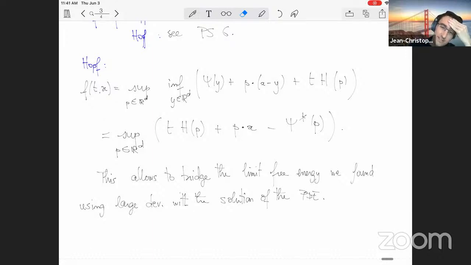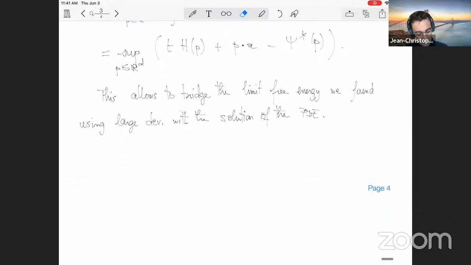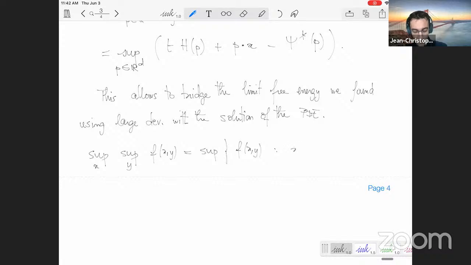Yeah, so there was a question in the chat. I don't know how to answer the question about gradient flow. The question of Guilherme is that I don't think you need any assumption for exchanging two supremums. When I write sup over x, sup over y of f of x and y, this is really the same as writing the sup of f of x and y for x and y varying freely.